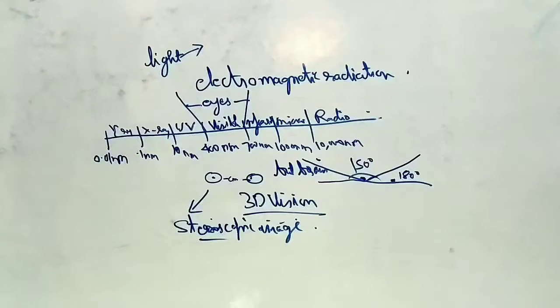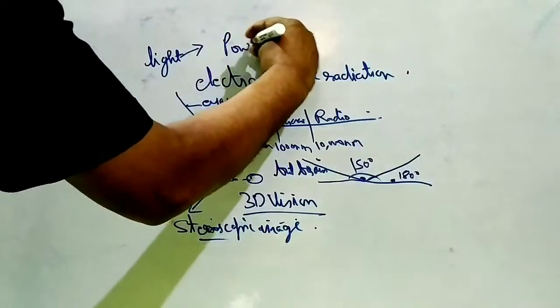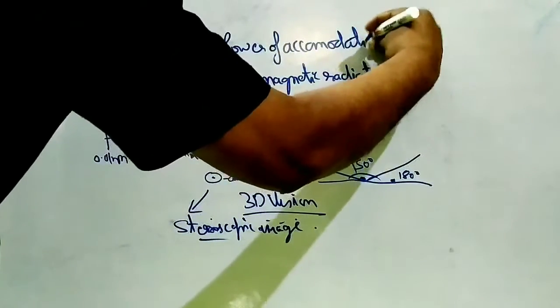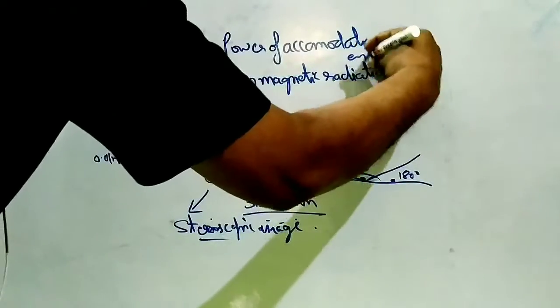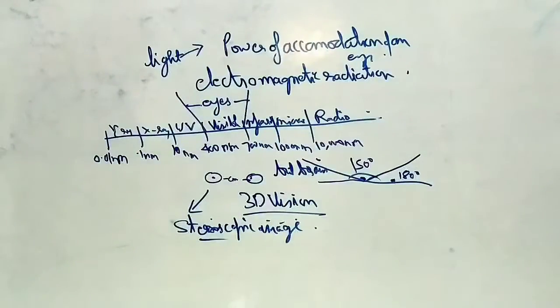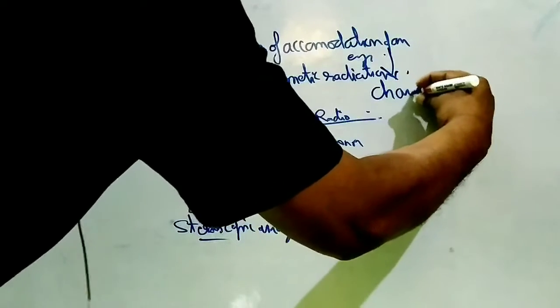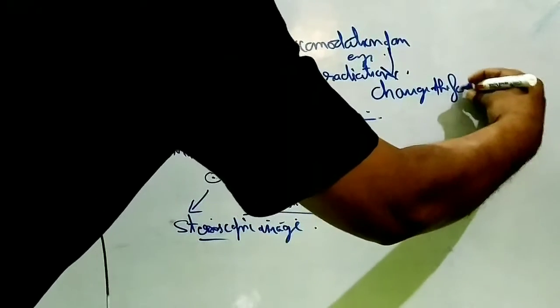Then comes the power of accommodation of an eye. This is a very important part. Power of accommodation of an eye means the power to view any object, the power to see by the eyes. How can you observe the power of accommodation? By changing the focal length of the eyes, we can view any object. If we want to view the object, we have to change the focal length of the eyes.